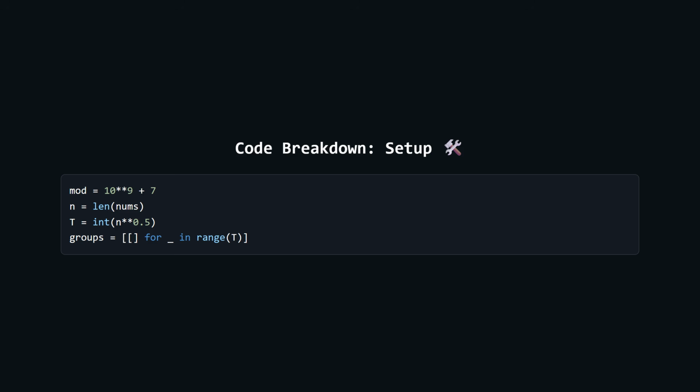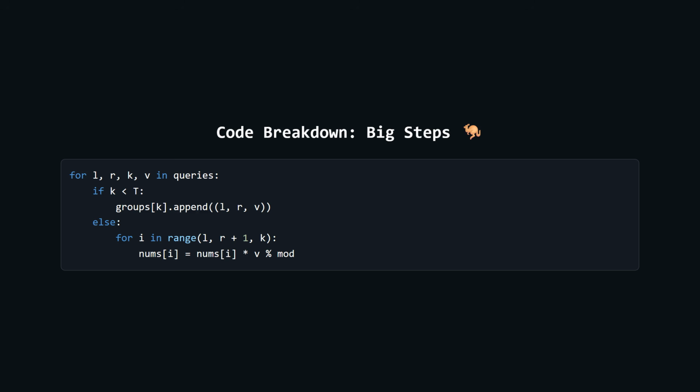First, we set our modulo boundary, find our list size, calculate the square root threshold, and prepare empty lists to group our small step queries. Next, we go through every instruction. If the step size is big, we literally just loop through and multiply the numbers right then and there. If it's small, we save it for later in our grouped lists.